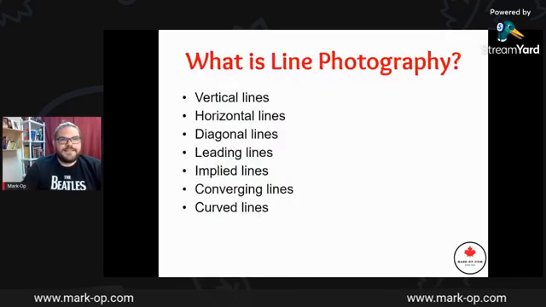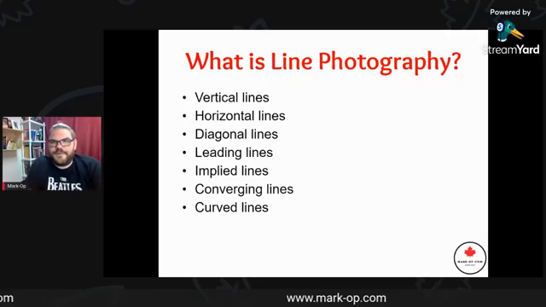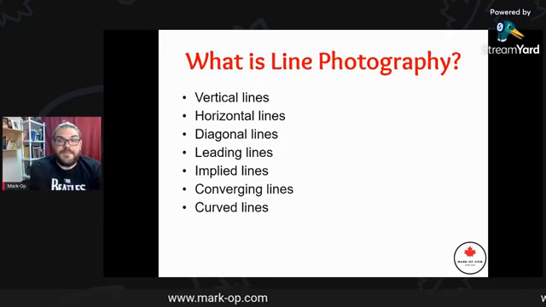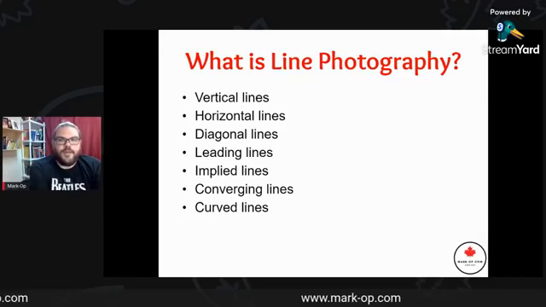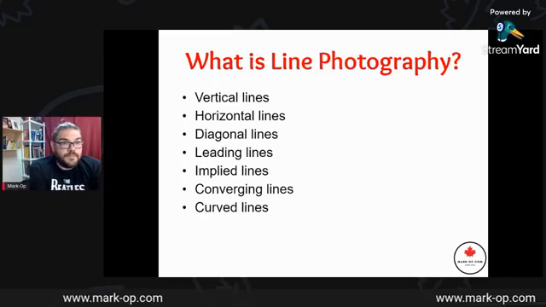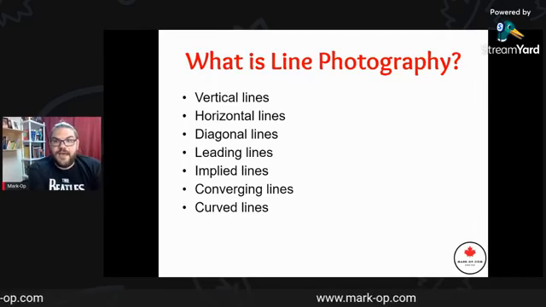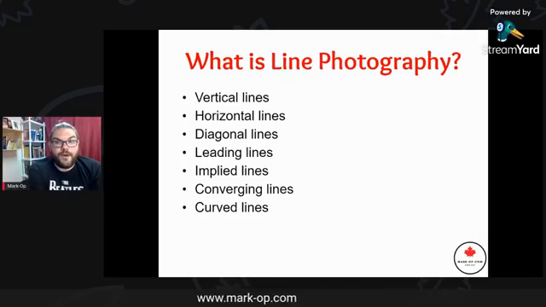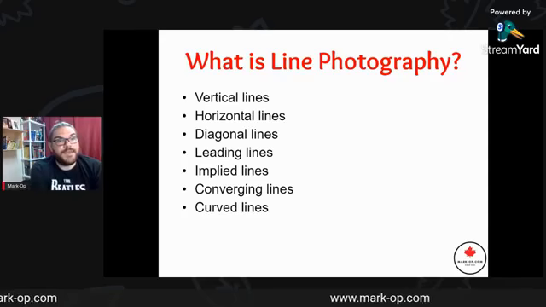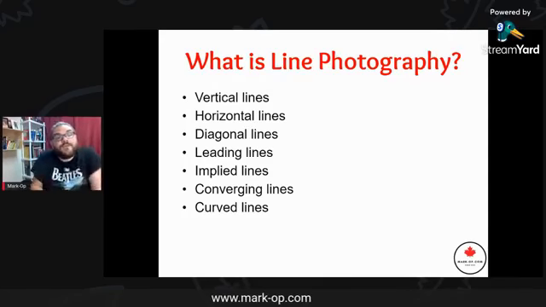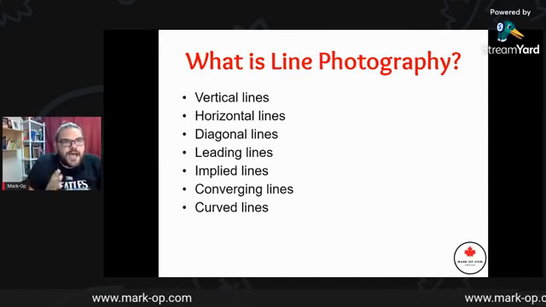So let's start off with what is line photography. Basically, lines in photography can be actual lines or implied lines. They occur all around us in nature and in man-made structures. People can also be a line in themselves. We even know how we pose a subject in a portrait creates a line. So when they tell you, okay, put your arm back, do this, do that, it's because they're trying to create the lines in the photo. That's very important.